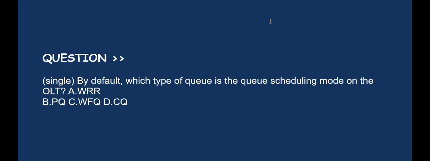The next question is, by default, which type of queue is the queue scheduling mode on the OLT? Option A, WRR. Option B, PQ. Option C, WFQ. Option D, CQ. This is the test question. All you need to do is to answer it in the comment.